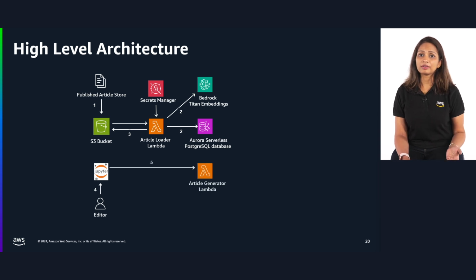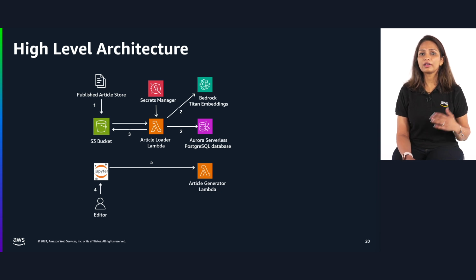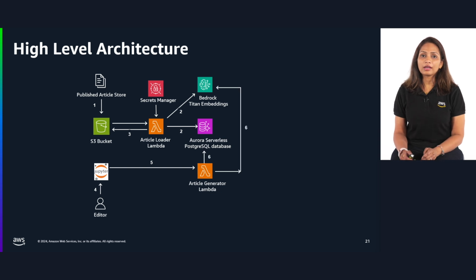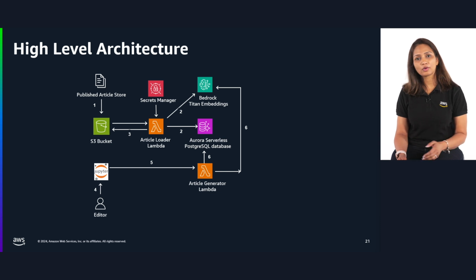When generate button is pressed, the article generator lambda is triggered with relevant parameters to produce the improved article. The article generator lambda makes a call to LLM to generate embeddings for the original article, and upon receiving them, fetches the closest match from the Aurora database. The closest match is fetched based on recency and proximity.